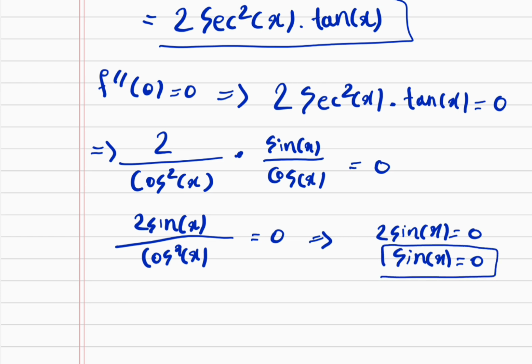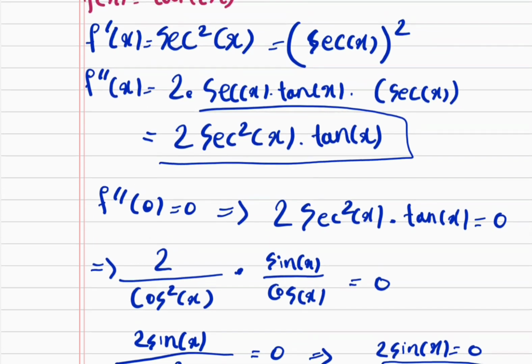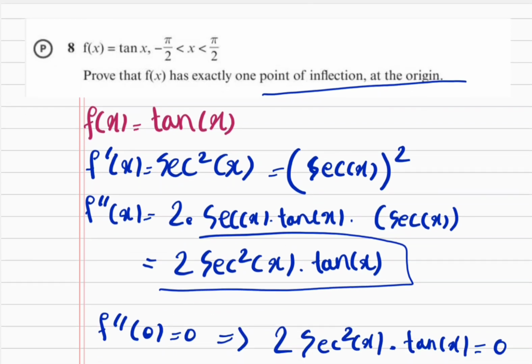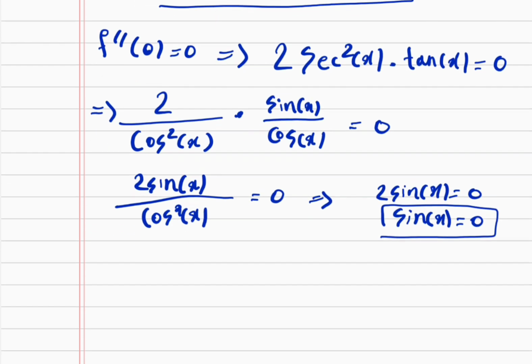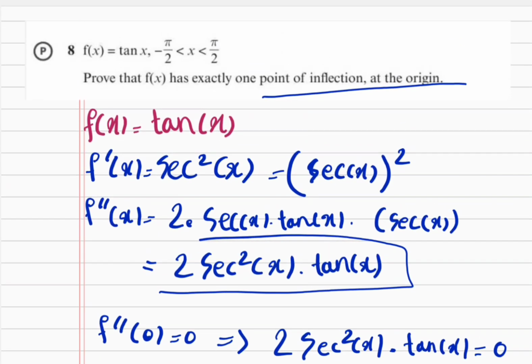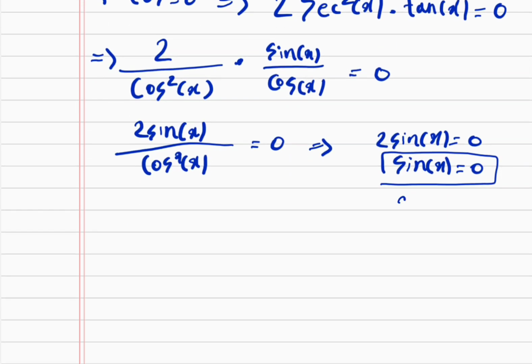And this is the equation that we need to solve now. Just remember that in this question, x is between pi over 2 and minus pi over 2. And in this domain, the only value of x that makes sine 0 is when x is equal to 0 itself, right? Because there is no other value in this domain that gives an output of 0. So x is equal to 0 is a solution to this equation. So x is equal to 0. That's the only solution to the equation.